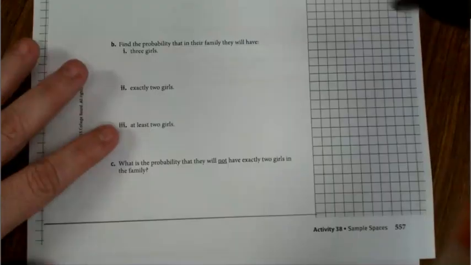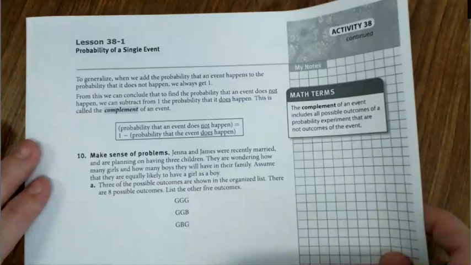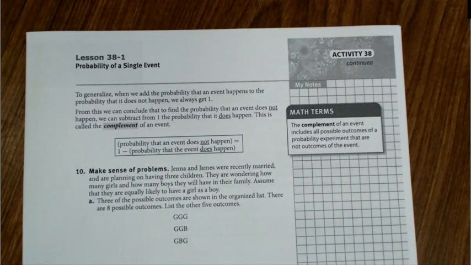All right. Now let's move to question 10. To generalize, when we add the probability that an event happens to the probability that it does not happen, we always get 1. From this, we can conclude that to find the probability that an event does not happen, we can subtract from 1 the probability that it does happen. This is called the complement of an event. So the probability that the event does not happen would equal 1 minus the probability that it does happen.